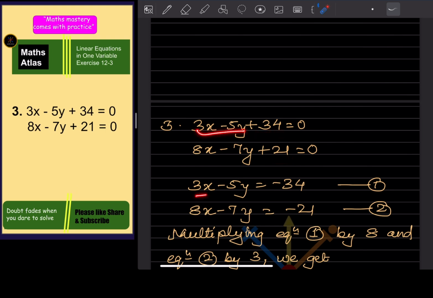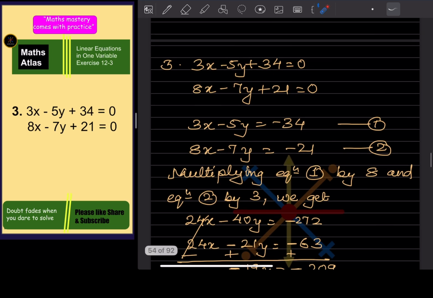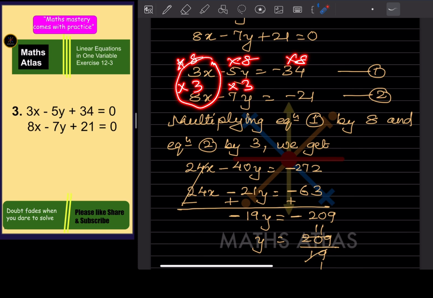This will keep on the left hand side as it is and the constant on the right hand side. So plus 34 will become minus 34, plus 21 will become minus 21. So this is equation number 1 and this is equation number 2. The other steps are going to be the same. Now look at this: this should be multiplied by 8 and this should be multiplied by 3. Same thing here, this is 24x.